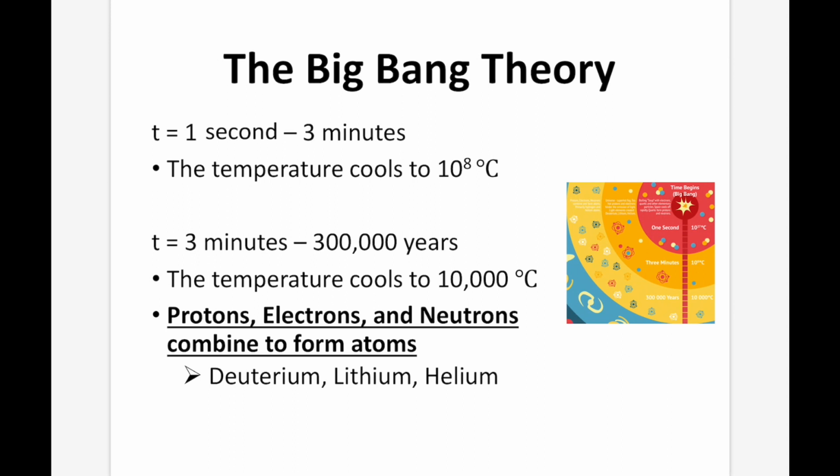During this time, our temperature is going to cool even further. It's going to go from 10 to the 8 all the way down to 10,000 degrees Celsius. During this time, our subatomic particles, our protons, neutrons, and electrons, are able to form together to create atoms. Very simple light elements like deuterium, which is another form of hydrogen, lithium, and helium.